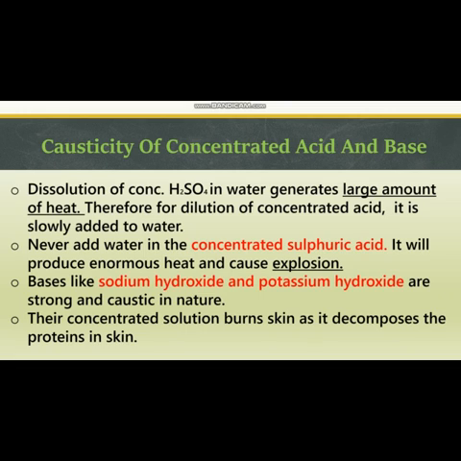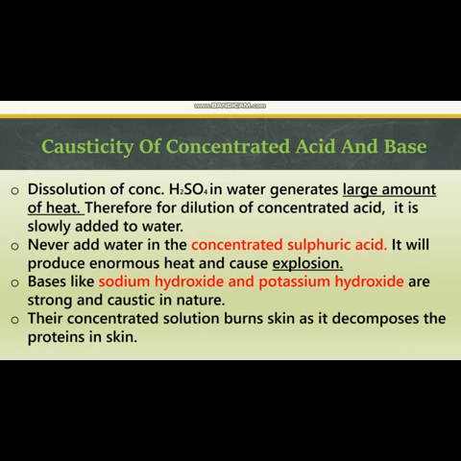Okay. Bases like sodium hydroxide and potassium hydroxide are very strong and caustic in nature. They can cause burns. Our skin can get burnt if we come in contact with such strong bases like sodium hydroxide and potassium hydroxide. In the laboratory, students, safety first is our motto. In the science experiments also, in the thank you slide, I remember we have given safety first. This should be our first motto or proverb.